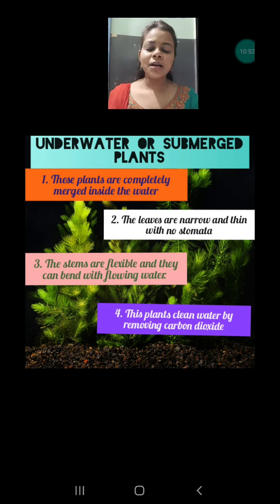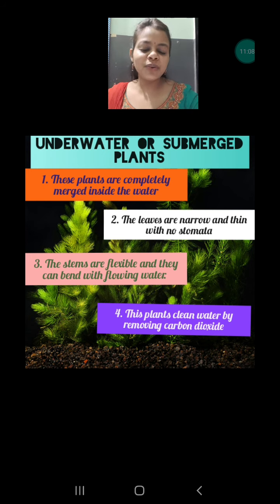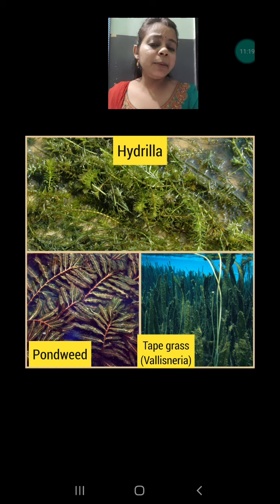Cleaning the water means, see, plants are not only useful on the land, because they are taking the carbon dioxide from the air and giving us oxygen, and in the water also the plants are taking the carbon dioxide and giving the oxygen. They are cleaning the water also. So nice, na? And this is the reason why we keep the underwater plant in our aquarium. Okay, in our aquarium we grow some hydrilla or some tape grass, so that our turtle and our fish can take the oxygen very nicely.